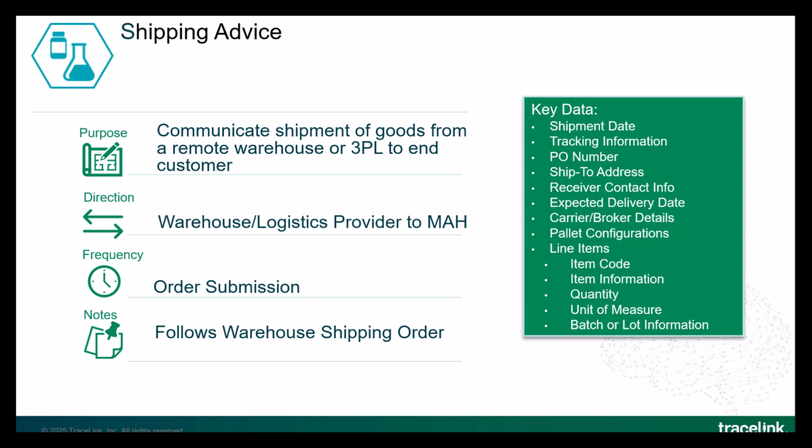This document is like an advance ship notice, ASN, for the owner of the goods. It provides confirmation and details about a shipment that has been dispatched from a warehouse or distribution center. It serves as a notification from the warehouse or 3PL provider to the owner of the goods, for example, pharmaceutical manufacturer or wholesaler, informing them about the shipment's contents, carrier information, tracking numbers, and estimated delivery date. This information is passed to the receiving entity and is used for tracking the shipment and planning for its arrival. Furthermore, the MAH can properly update their inventory records.